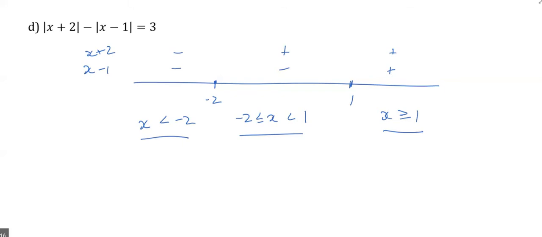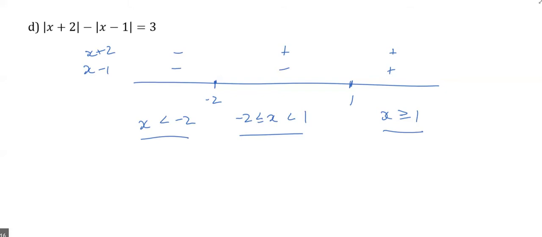Figure out where each one is positive and negative. You could visualize the graph for this, or I think what's probably better is testing values. So in the interval below -2, you pick anything in that interval, like -5 or -10, and plug it in there. They both work out to be negative. That means I have to multiply them both by -1. That's how absolute value works.